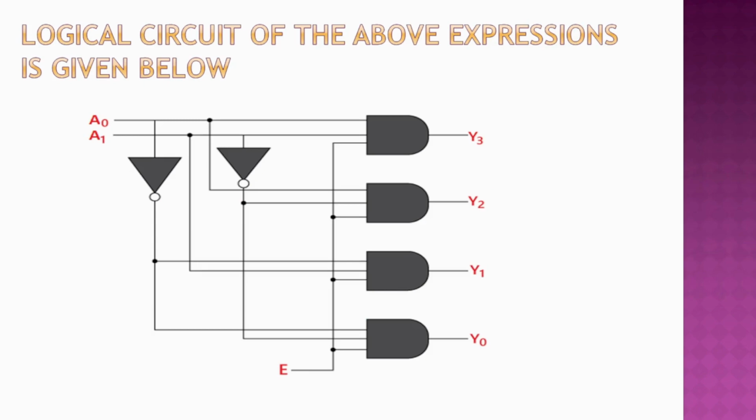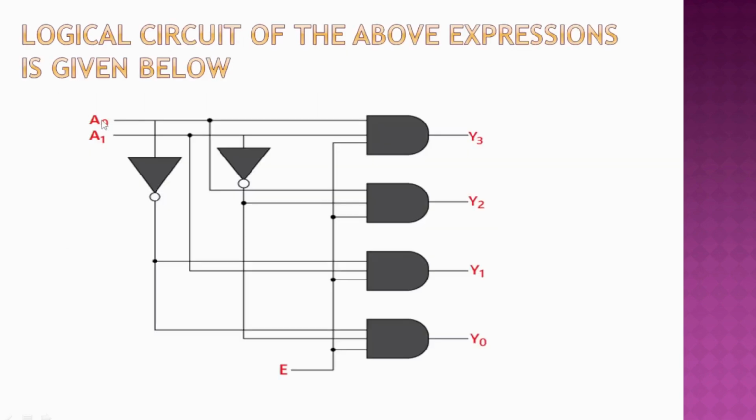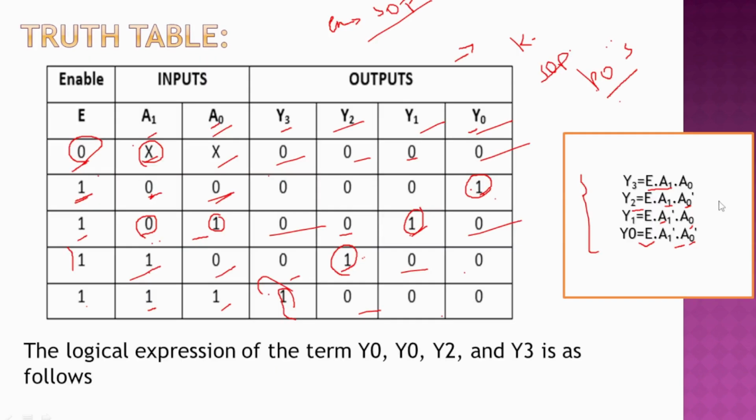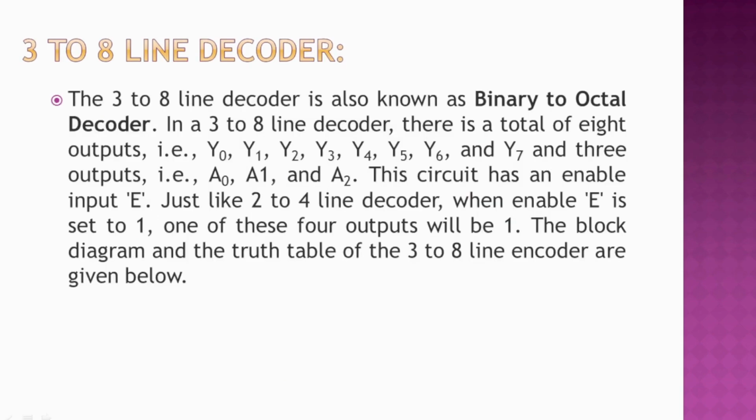This is the logical diagram for the decoder, for the 2 input and 4 output decoder. So you will draw this circuit with the help of this equation. Wherever you mentioned the dash, you need to draw the NOT gate with that given input.